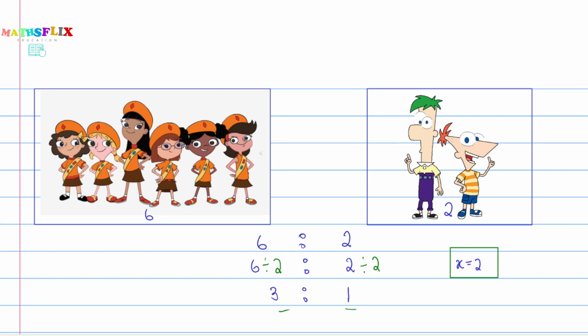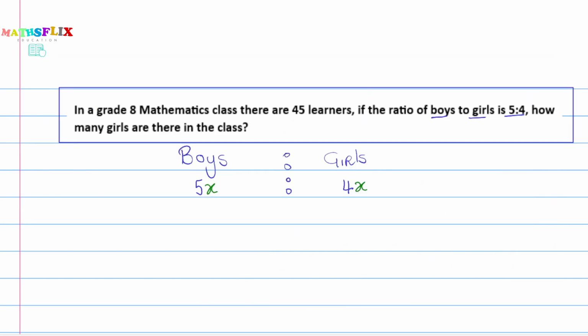Alright, so let us go back and find out what our scale factor was. How can you find the scale factor? Now, in order for you to find the scale factor, you will take the ratio that you were given, which is 5 to 4, and you will add these numbers. 5 plus 4 is 9. You will take that 9 and you will divide that 9 with the total. This is how you always find your scale factor, your x. So 45 divided by 9 is 5. So we have actually now found our scale factor.